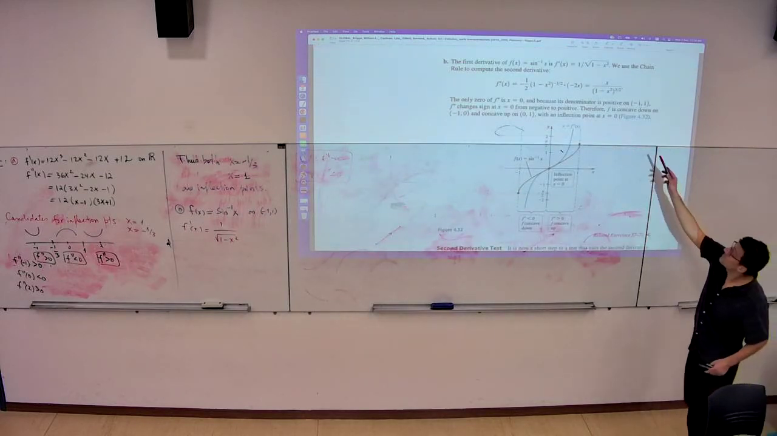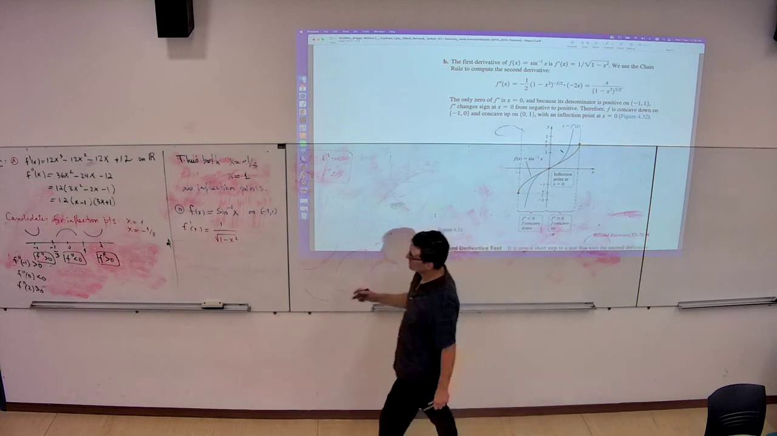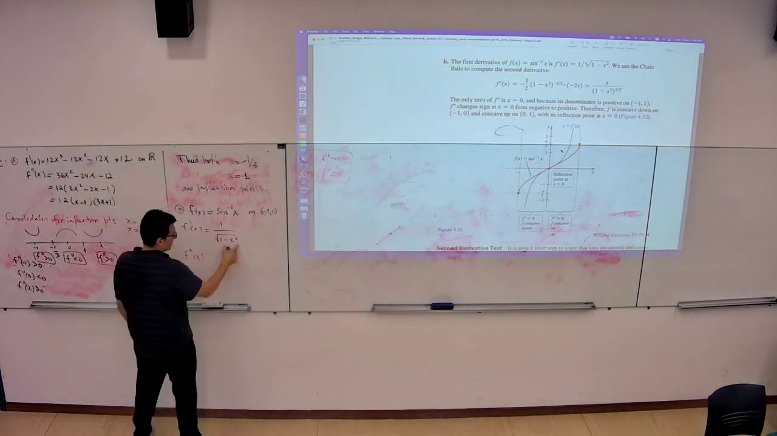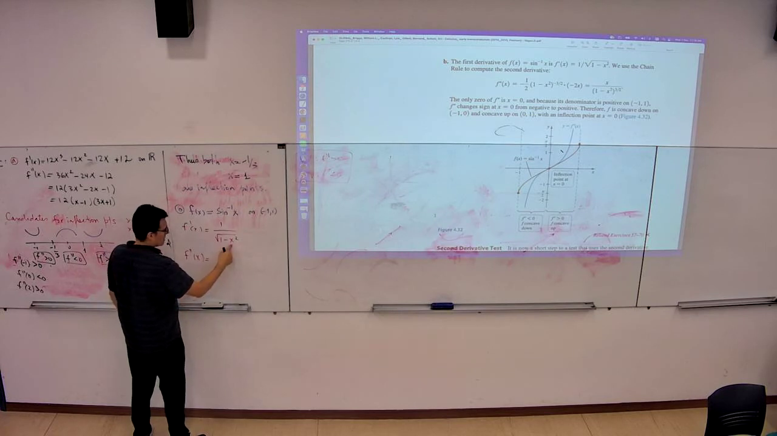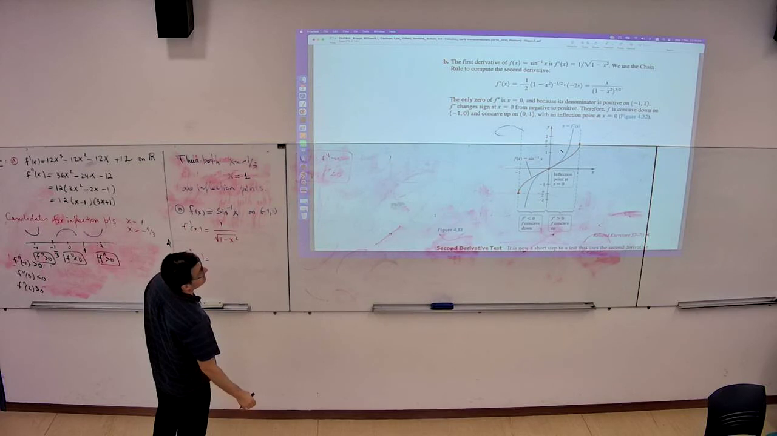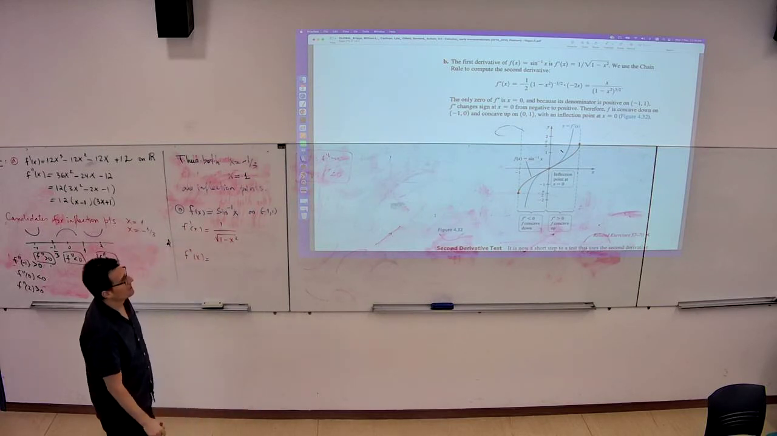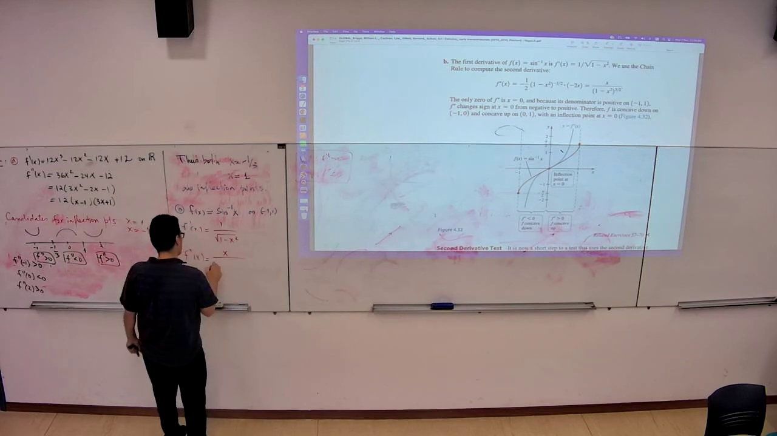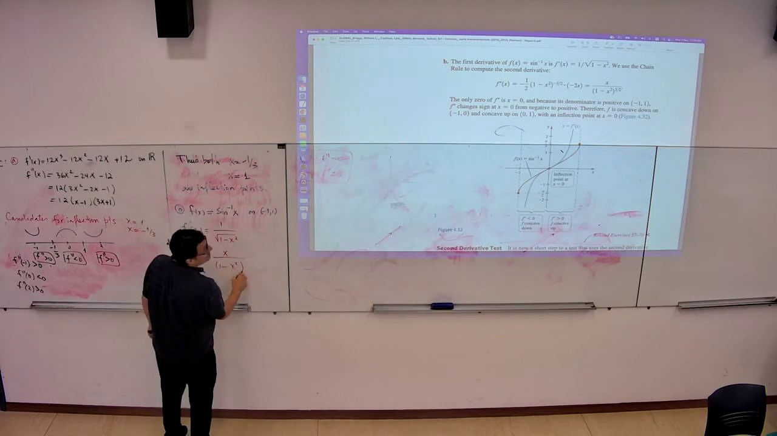Yeah, so the first derivative is up there. And then the second derivative, don't forget to apply the chain rule down there. You get x over (1 minus x squared) to the power 3 over 2.